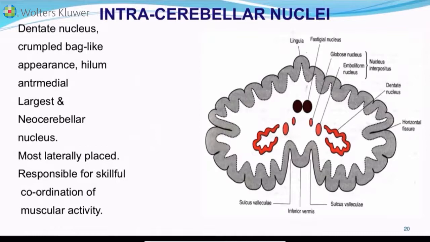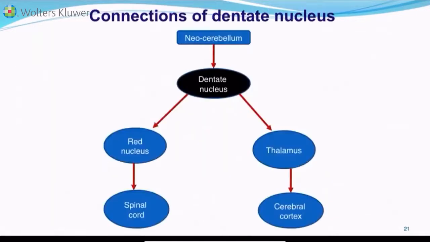Its hilum has an anteromedial position. It's the largest and a neocerebellar nucleus, which means it has more connections with the cerebral cortex or cerebrum. It's the most laterally placed, responsible for skillful coordination of muscular activity. So anything which has more cerebral cortical connection is more responsible for skillful coordination of muscular activity.